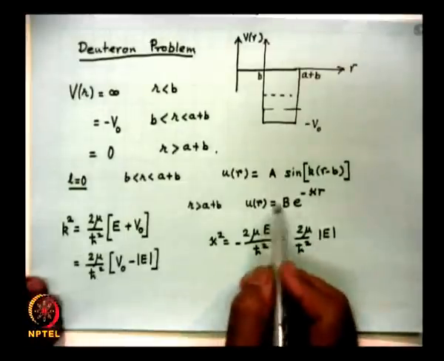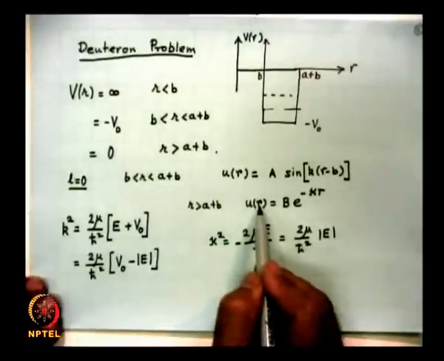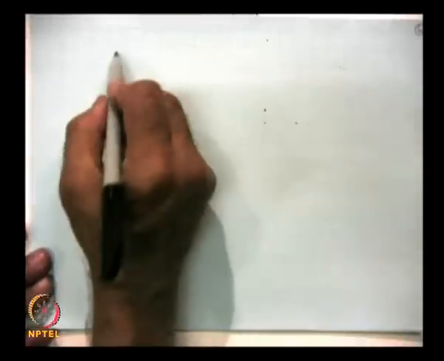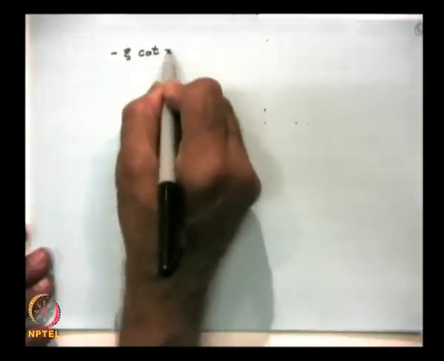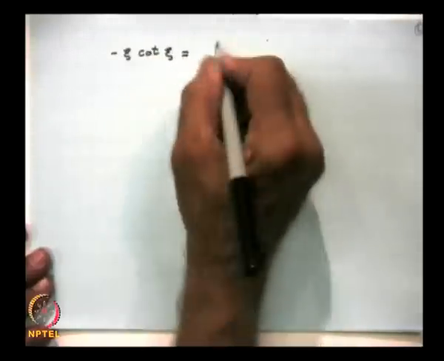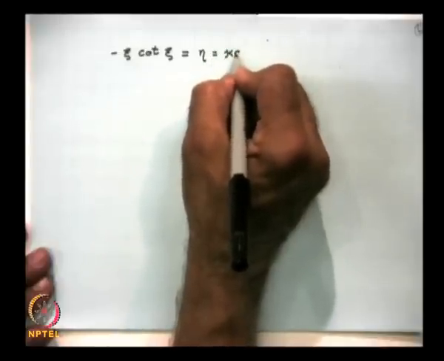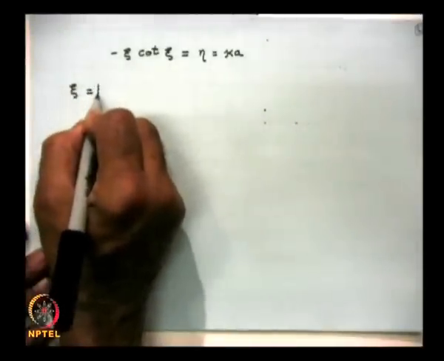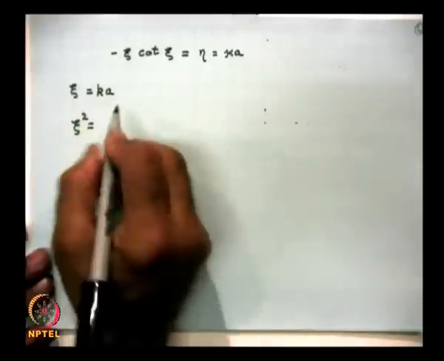Okay. Then we made u of r and its derivative continuous at r is equal to A, plus B, and similar to the one dimensional equation, we arrived at the following transcendental equation: xi cot xi is equal to eta, which was equal to kappa A, where xi was equal to Ka, and so therefore, xi square will be equal to k square A square.